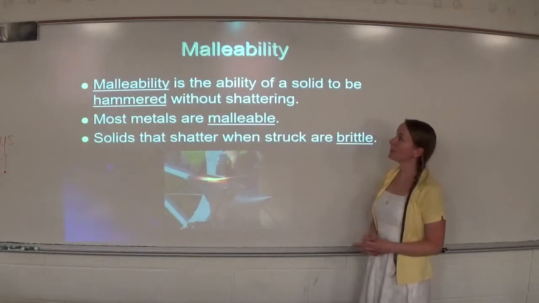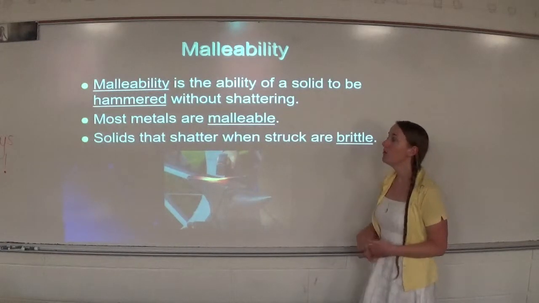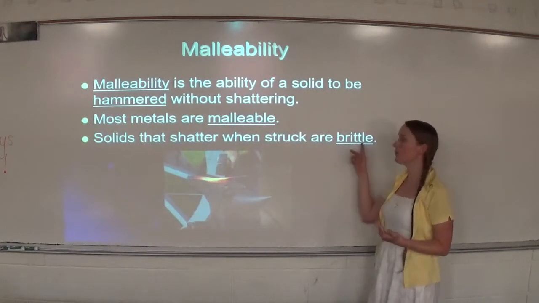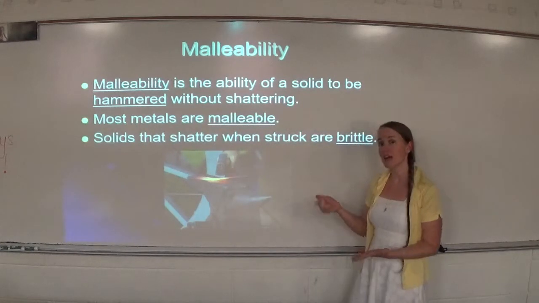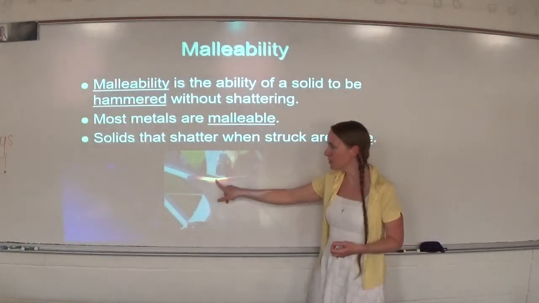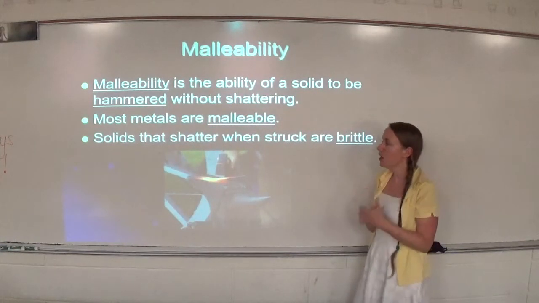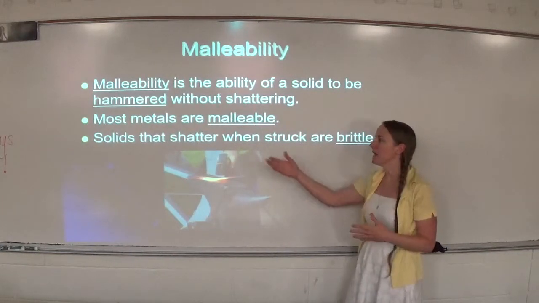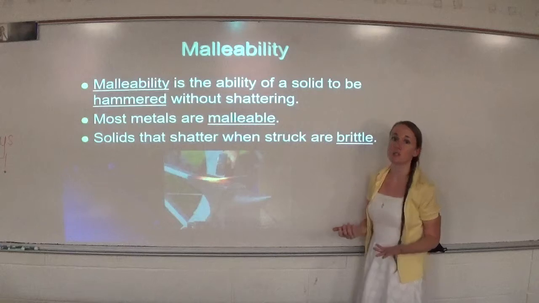Malleability. Malleability is the ability of a solid to be hammered without shattering. Most metals are malleable. Solids that shatter when struck are brittle. For example, if you've ever seen a blacksmith on TV or in real life hammering that hot metal, it's just bending and shaping the metal, it's not breaking it. Whereas if you try to hammer glass with a hammer, it's going to shatter. So glass would be an example of something that's brittle.